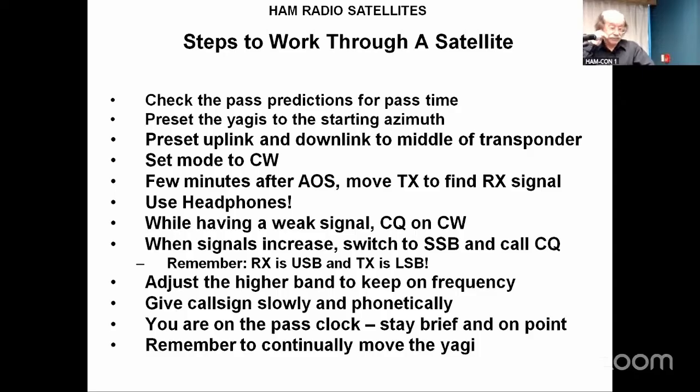So the steps. Well, check the pass predictions. That's the first thing you've got to do. And it's kind of a pain because a lot of satellite passes happen in the morning. I'm not a morning person. I'm a nighttime person, but a lot of satellites are dead at night, so that could be a problem. Preset the Yagis to the starting azimuth before the pass. Otherwise, you're scrambling around to get ready, right? Get everything set. Preset the uplink and downlink to the middle of the transponder. Get the frequencies there and set the mode to CW.